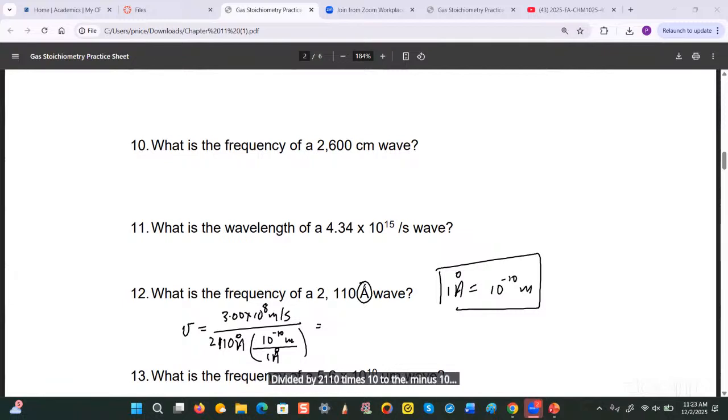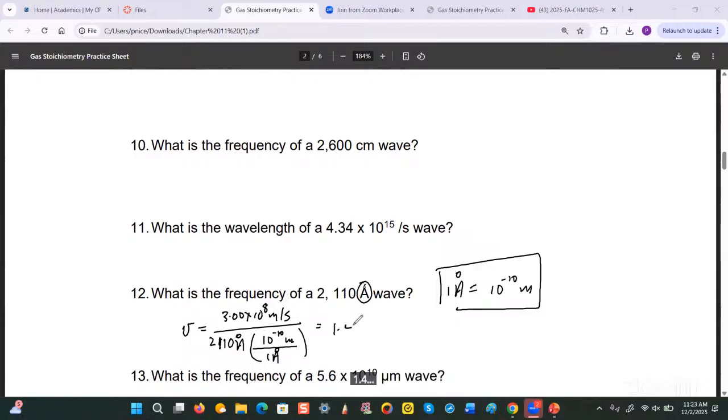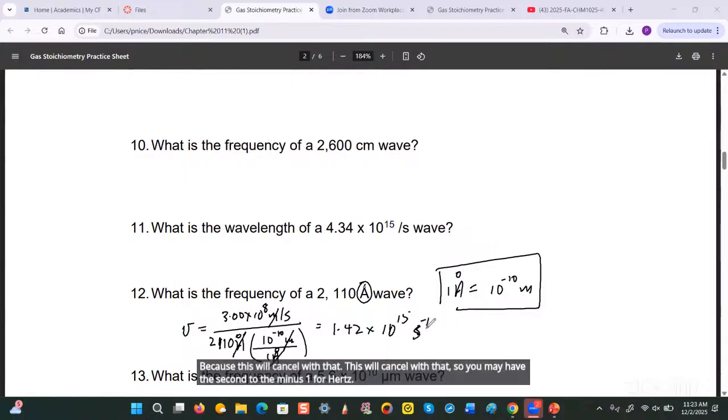And according to my calculation, this works out to be equal to 1.42 times 10 to the 15. And the units here would be seconds to the minus 1 or hertz, because this will cancel out with that, this will cancel out with that. So you'll be left with seconds to the minus 1 or hertz as your final unit.